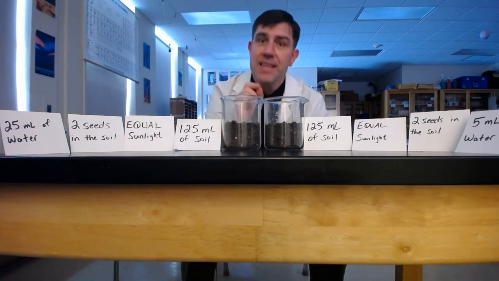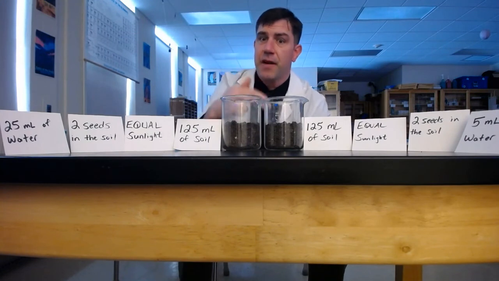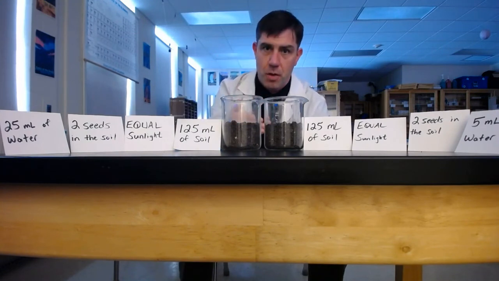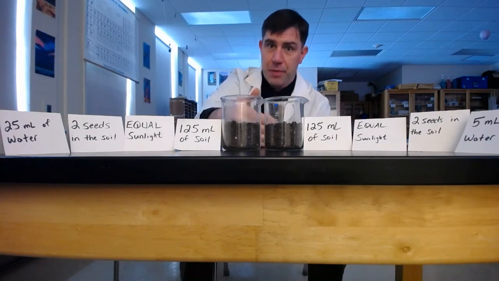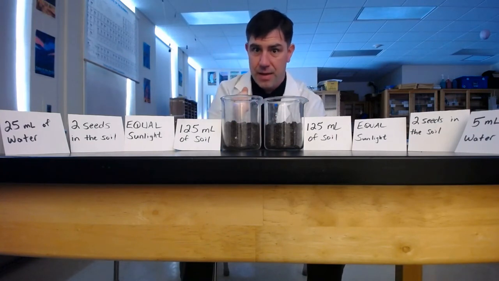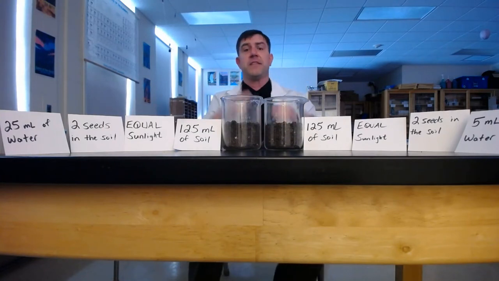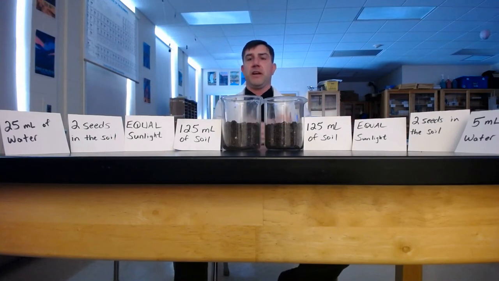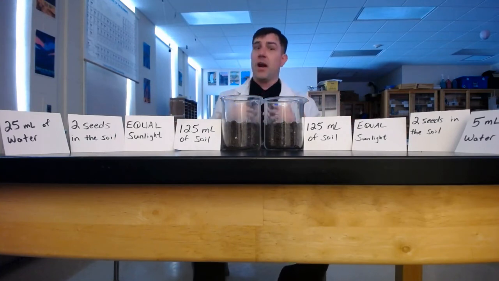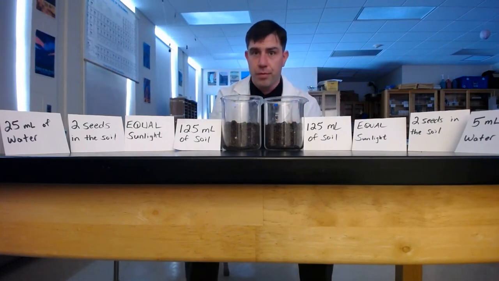That is the dependent variable. The dependent variable is the variable that is being measured. Well, we're measuring plant growth or plant height. So we say in a scientific experiment that the dependent variable is the variable that is being measured, and in our case, we're trying to measure plant growth.